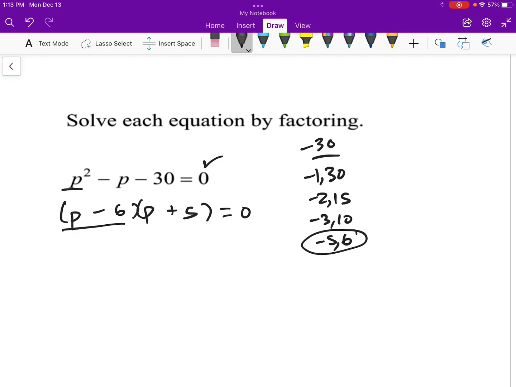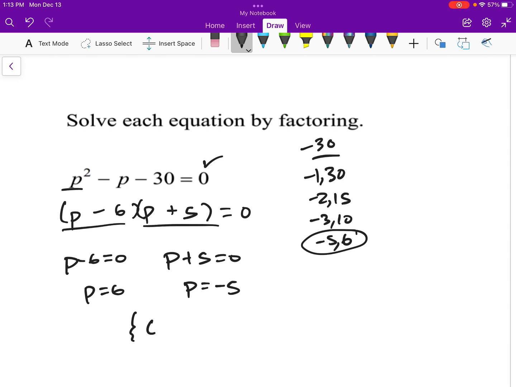Now I just set each of those equal to 0. So p minus 6 equals 0, and p plus 5 equals 0. So this one I'd add the 6 over. This one I'd minus the 5 over. So my solution set would be positive 6 and negative 5. Those are the two solutions to my equation.